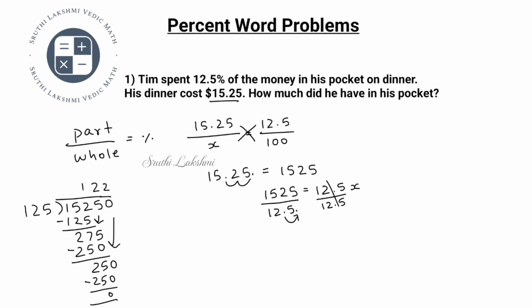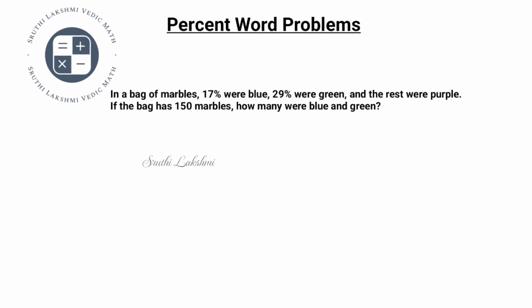So 122 is our answer. He originally had $122 in his pocket. And you can verify this by multiplying 122 times 12.5 to see if it gives you a total of 1,525. Now let's look at another problem.